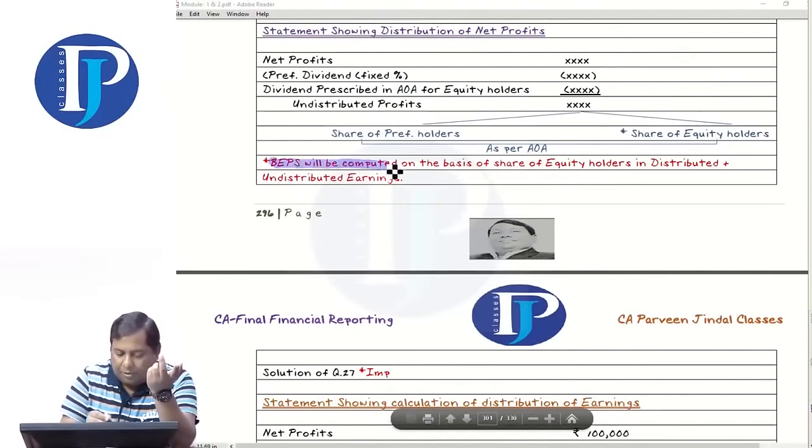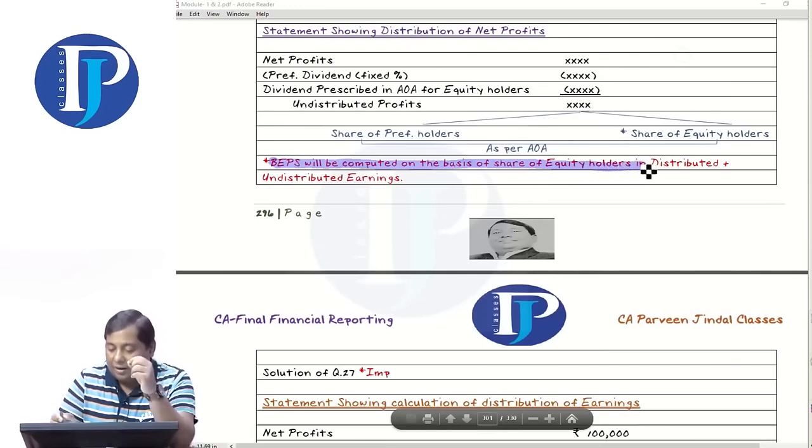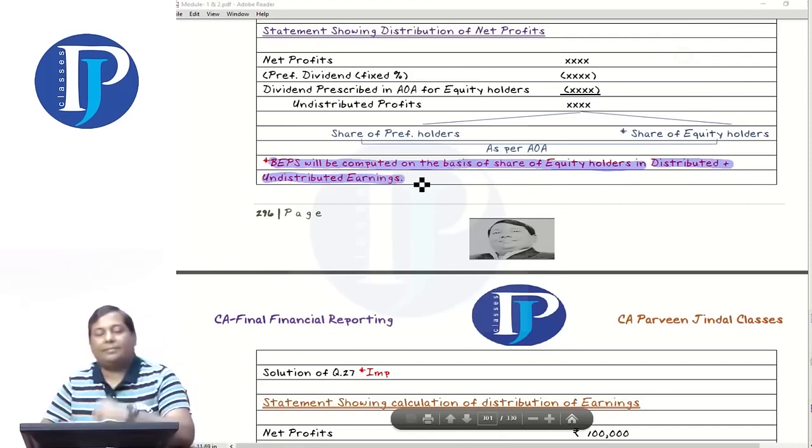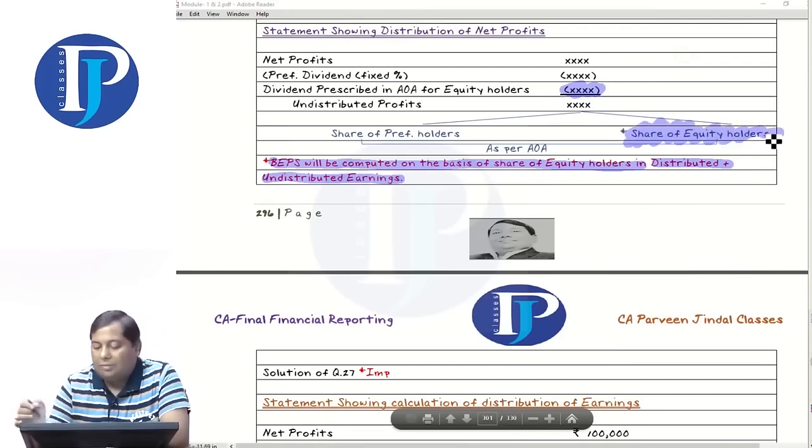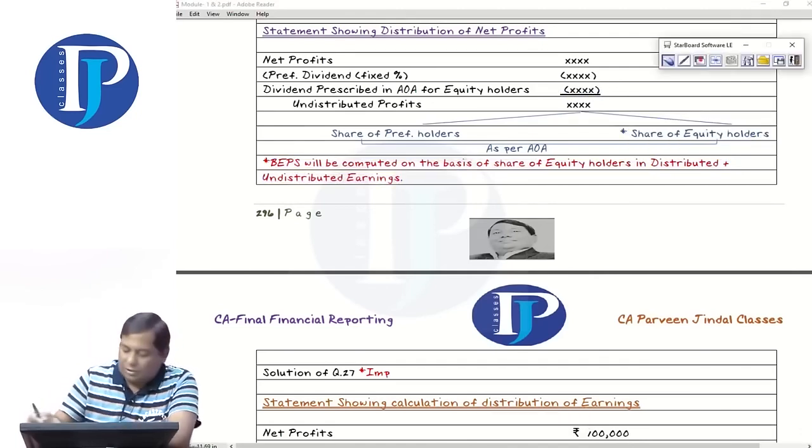Basic EPS will be computed on the basis of shares of equity holders in distributed plus undistributed earnings. So this is one part here, and here's its other part. We will club these two. We will divide it by weighted average number of shares to get its EPS. We have discussed it in class.